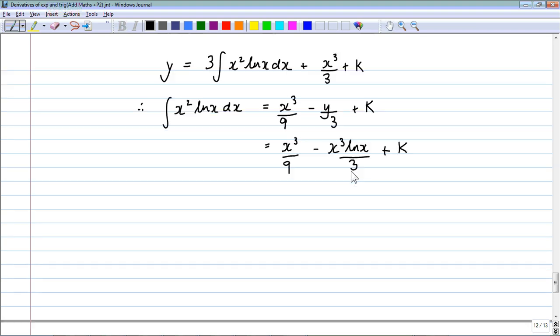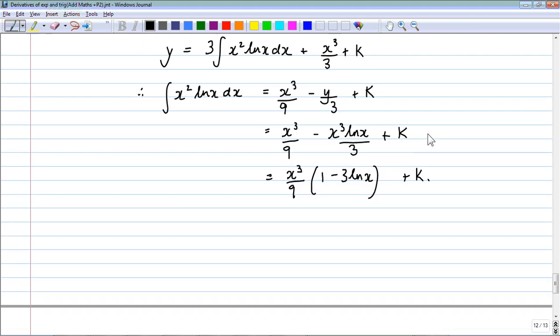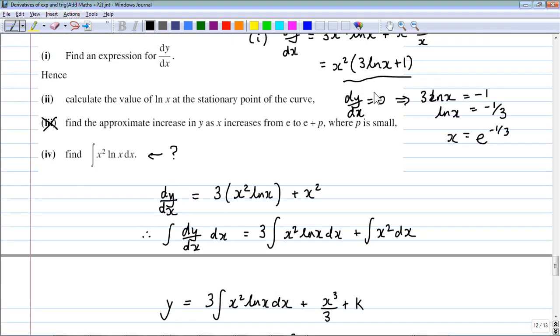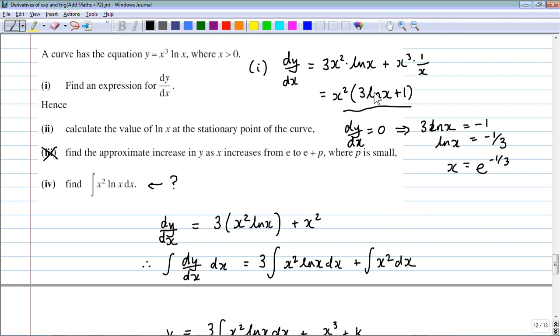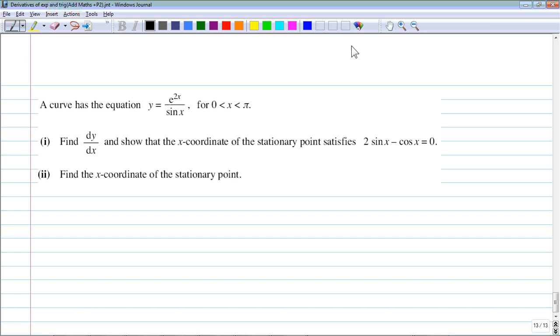So this is the correct answer to the problem, although you could rearrange it into maybe x cubed over 9 times 1 minus 3 log x, plus a constant. So it's actually very important that you understand the logic of that last part, because it comes up quite often and it's quite difficult. Okay, here's my last example.